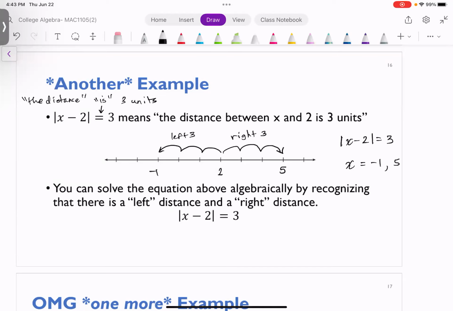And there are 2 solutions, because when I don't know my number, I only know the distance. I can go to the right or to the left, that +3 units.